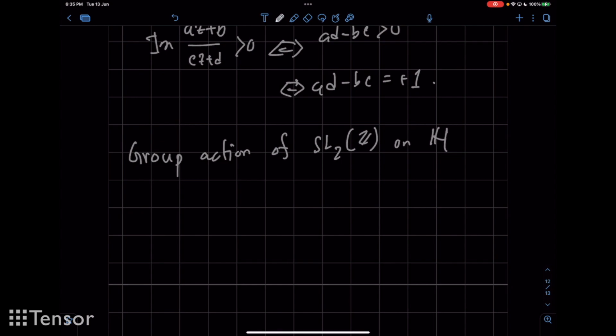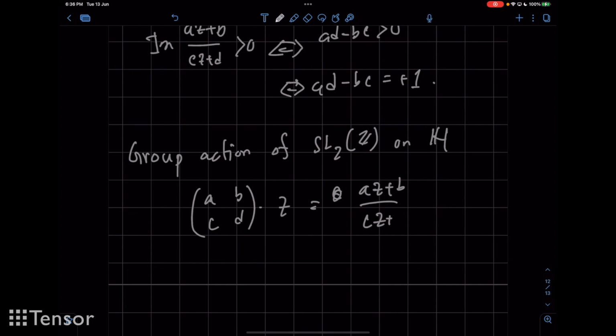Suppose I have a matrix A, B, C, D from SL2Z and this acts on a complex number z of the upper half plane. And that gives us what? A complex number of the upper half plane. And we are defining this to be the element (az + b)/(cz + d). So we have already verified that if z is in the upper half plane and A, B, C, D is a matrix of SL2Z, then this is also in the upper half plane, right? So the group action is well defined.